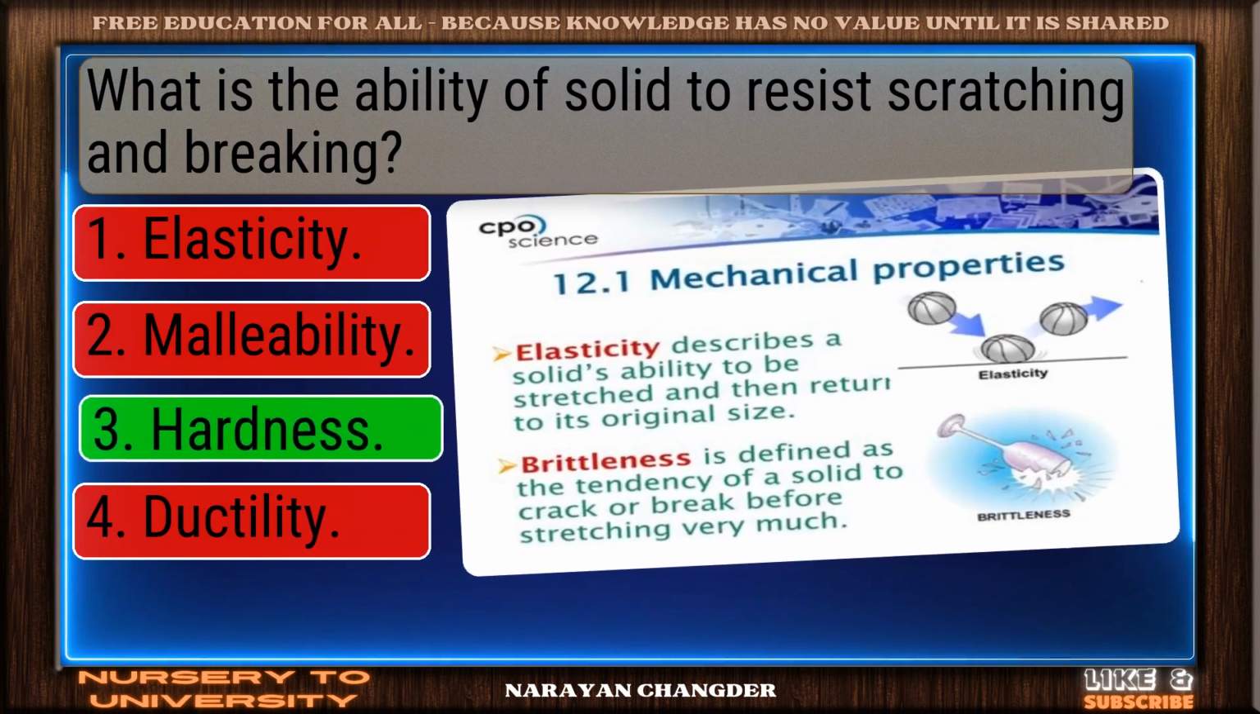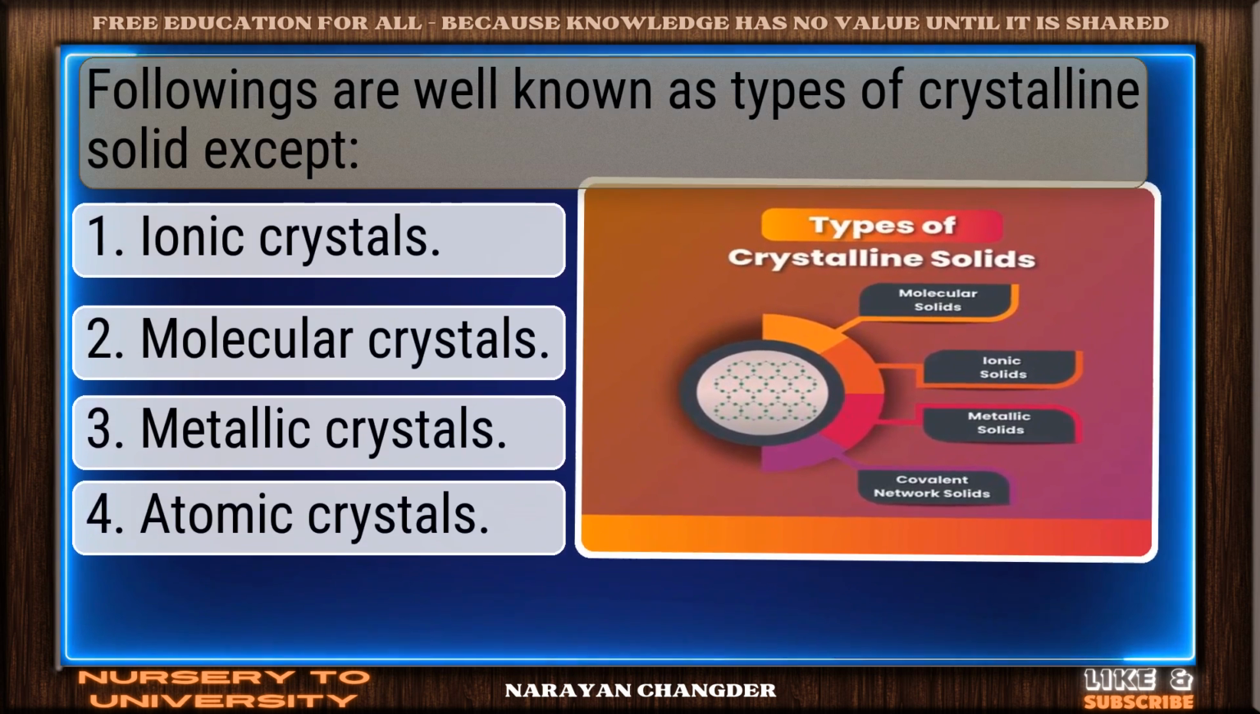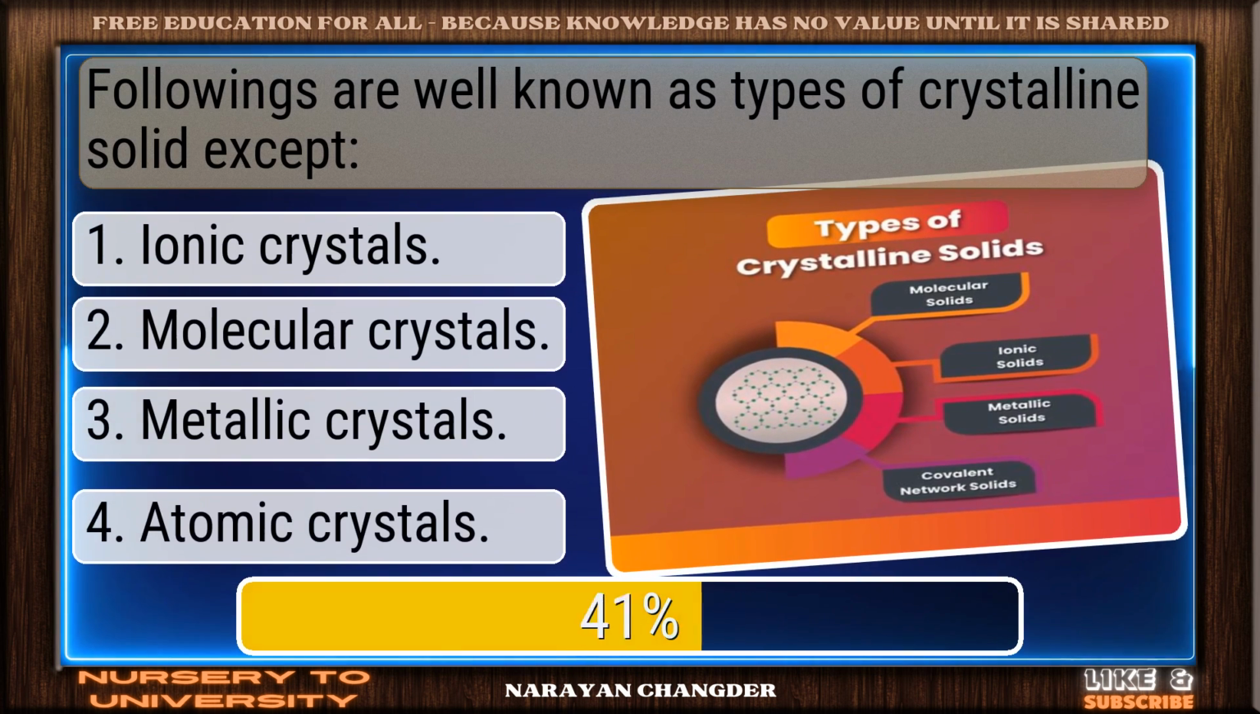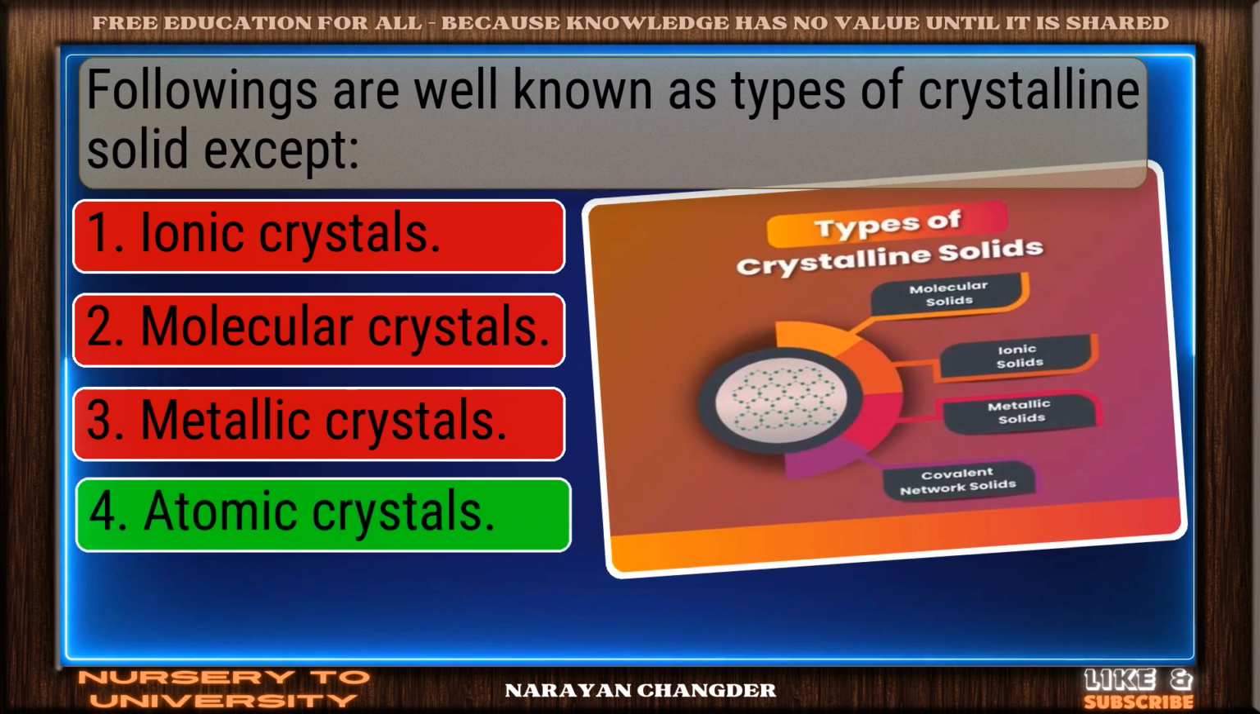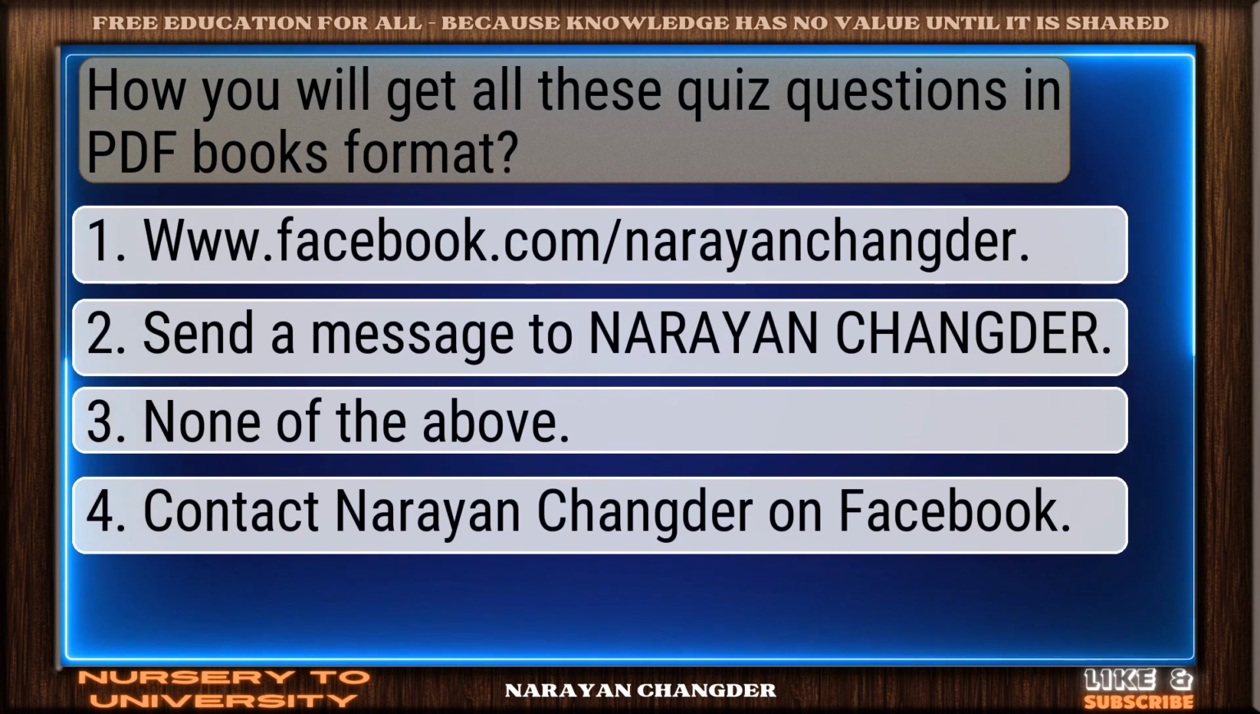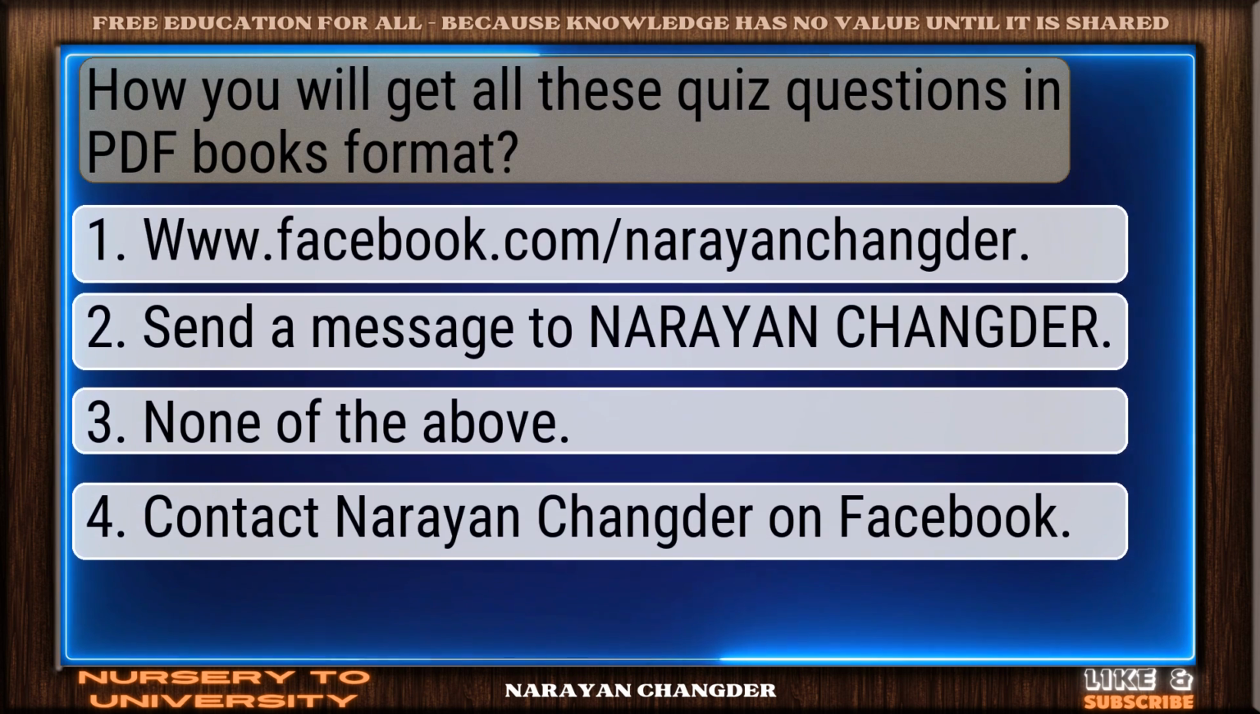Great job, hardness. Followings are well known as types of crystalline solid except. Well-reasoned, atomic crystals.